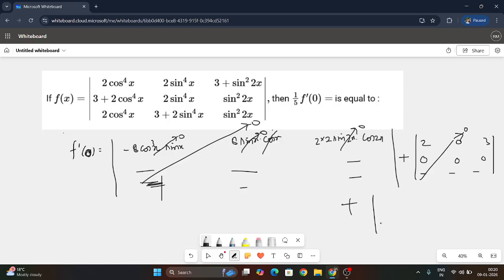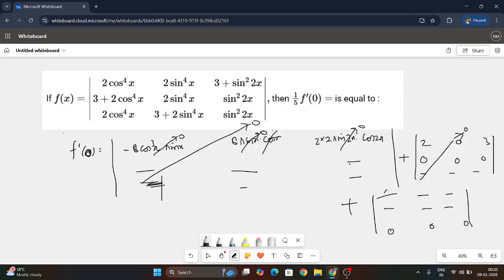Similarly, plus, differentiate the third row. So 4 cos cube x minus sin x and all constant also, and a similar thing here also, sin and cos both come, and x is equal to 0. So at the end, the third row is going to be 0. The first and second rows are as it is, just put 0 in the questions, and write the elements as it is here.